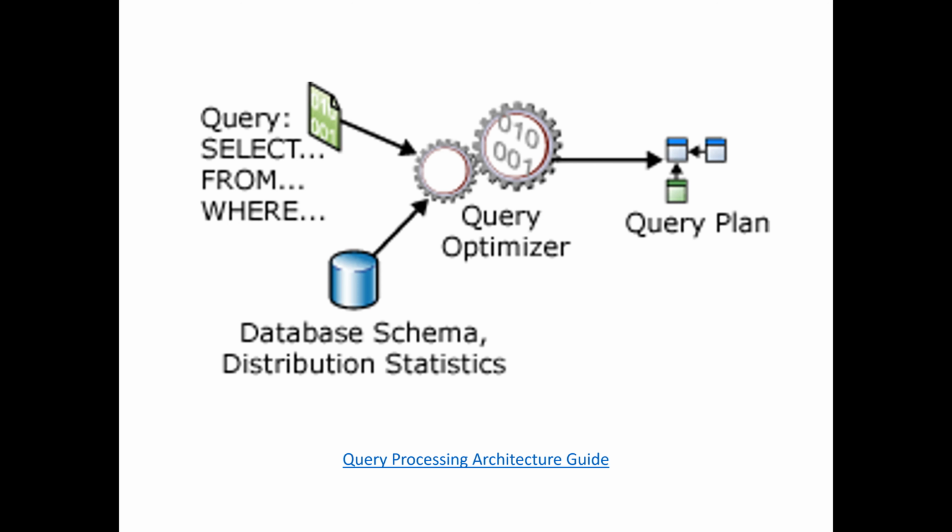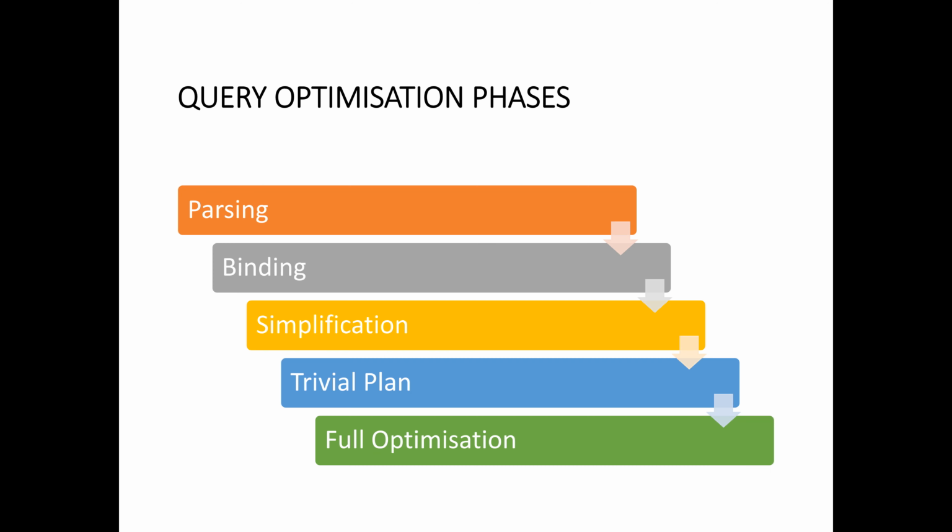So this is a diagram of query processing in the Query Processing Architecture Guide on Microsoft.com. It actually makes me quite mad because here we've got a query and a database schema, and it's essentially saying that the query optimizer is 2 cogs, and a query plan is what comes from it. It's actually a little bit more involved than that, and the query optimizer has got several phases.